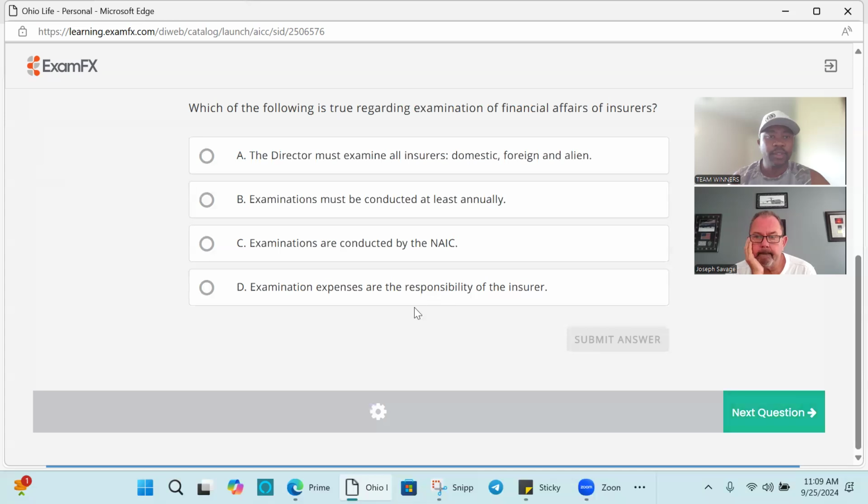Which of the following is true regarding examination of financial affairs of insurers? Director must examine all insurers. Examination must be conducted at least annually. Examination not conducted by an AIC. Examination expenses are the responsibility of the insurer. D. Yes.